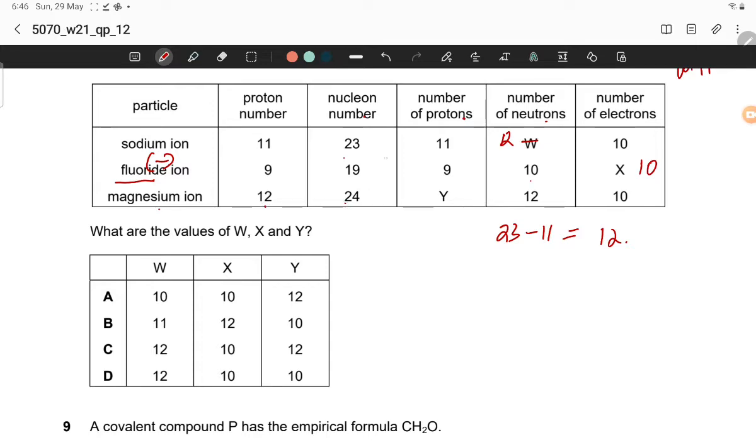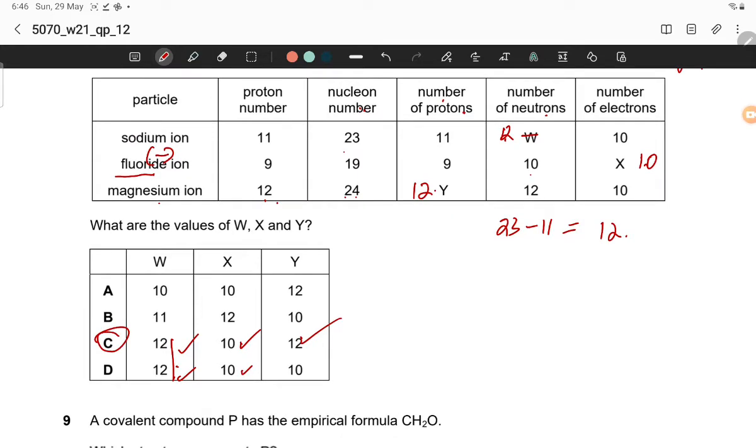So this is -1, so 1 electron more than the number of protons, so this will be 10. Magnesium: proton number is 12, nucleon number is 24, and the number of protons will be 12. So W is 12 and X is 10, and the magnesium ion is 12Y, sorry, 12. C option is correct.